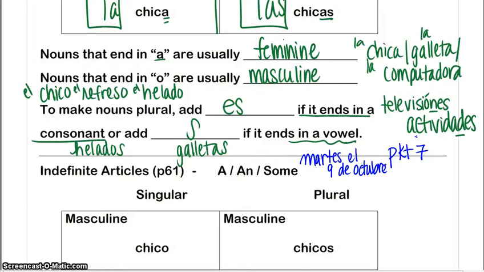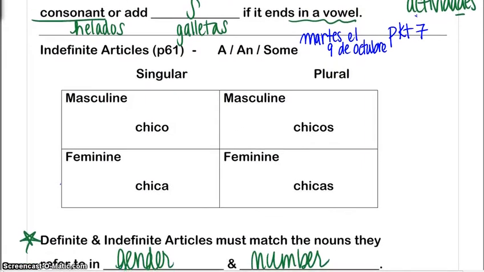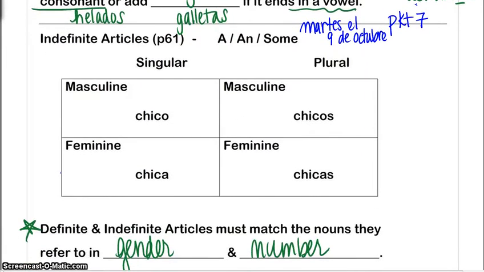So indefinite articles. We spent Thursday and Friday going over definite articles, the 4 different ways to say the, which is the first half of this note sheet. Remember that if I'm talking too fast, you can pause me or you can rewind. If I'm talking too slowly, you should be able to fast forward or jump ahead. Definite articles, el, la, los, and las explain the word the, but today we're going to go over indefinite articles.